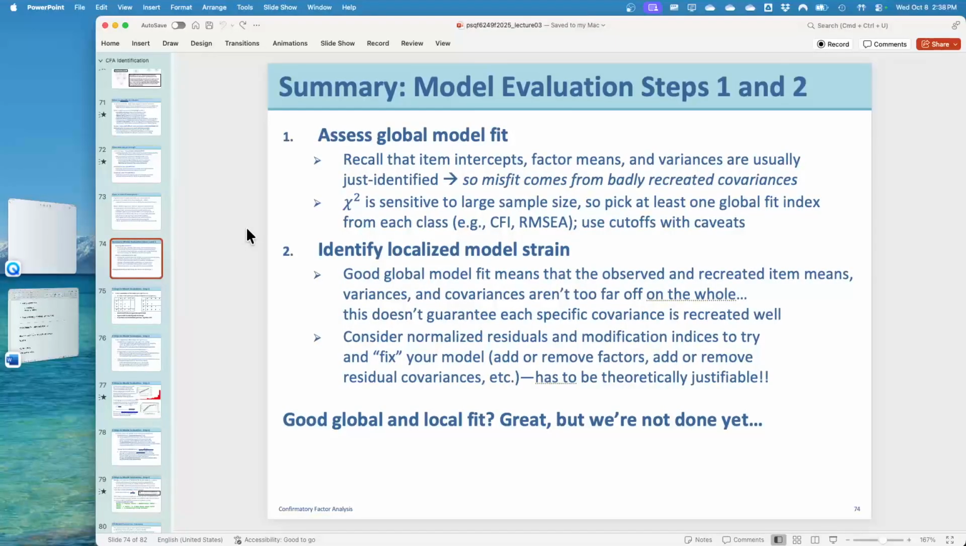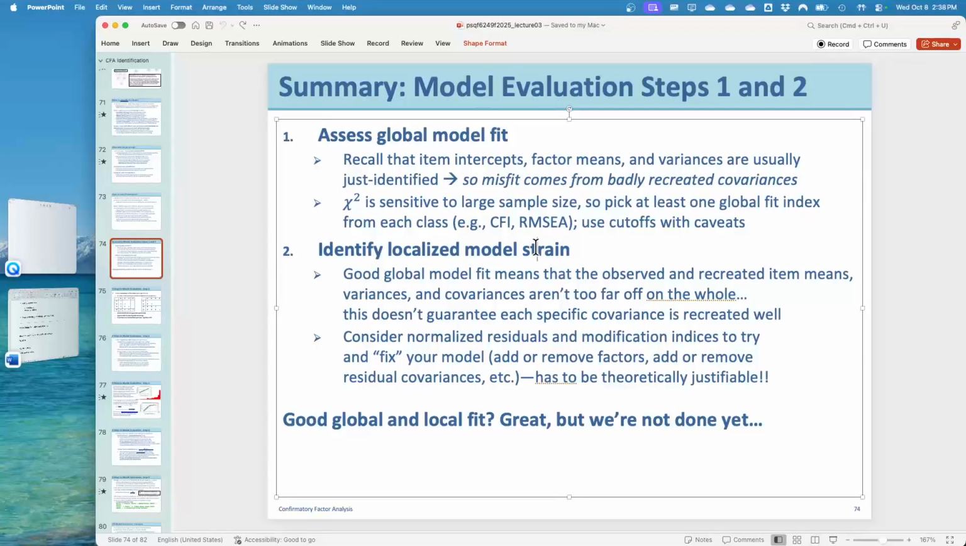All right. So, in summary, model evaluation steps 1 and 2: assess global model fit, identify local model strain, I'd say misfit. You have good global fit, good local fit. Great, but we're not done yet.